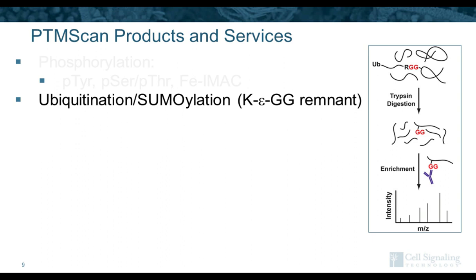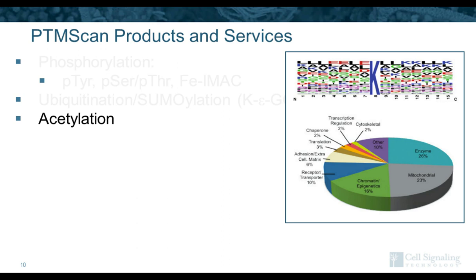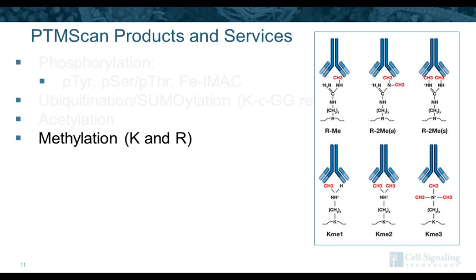Of course, we can go beyond phosphorylation. We can look at sites of ubiquitination or sumoylation. And here we use that same degenerate peptide library approach to make an antibody against the diglycine remnant that's left behind when you digest proteins that are ubiquitinated or sumoylated. We can look at sites of lysine acetylation and sites of methylation on both lysine and arginine. And for both acetyl and methyl, this is obviously going far beyond just the canonical sites on histone tails. We're identifying thousands and thousands of sites of cellular acetylation or methylation using these methods.